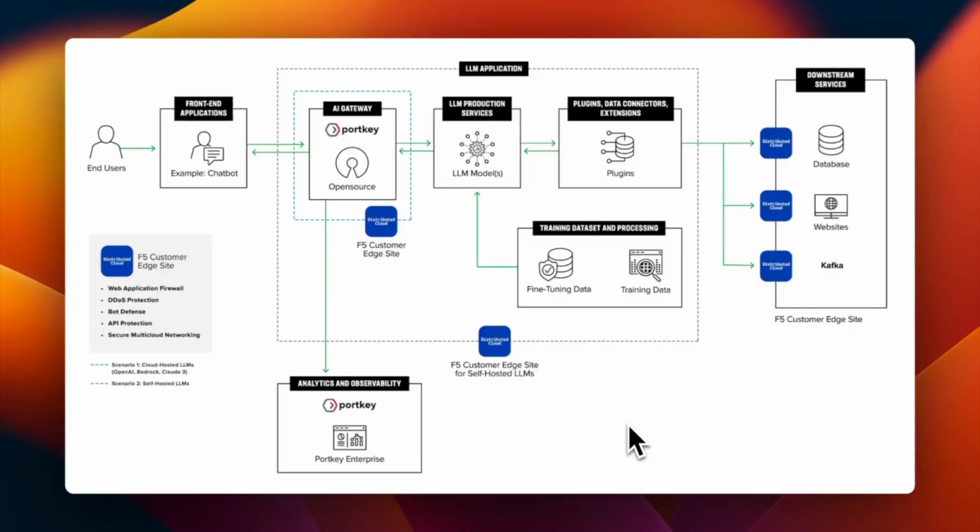Here's a high-level overview of the topology. You have your entire F5 distributed cloud. Within that, you have your LLM prod services and your front-end application. Portkey's AI gateway sits in between both of them. Now, let's see how this actually works in real life.